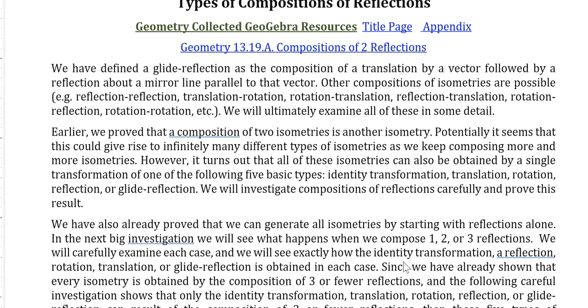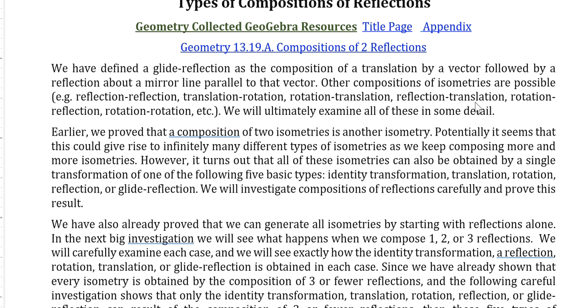In this video, we're going to talk about compositions of reflections. We actually started talking about this in the last video, which is an older video I put together using some Geometry Sketchpad resources. This is going to use a more advanced, newer creation in GeoGebra to help us investigate this in a little bit more detail.